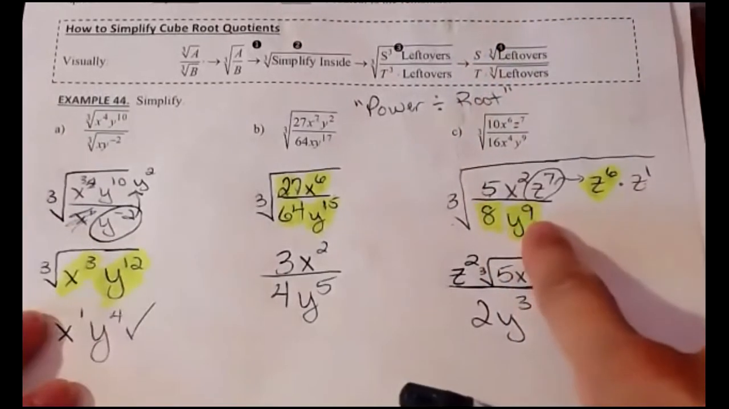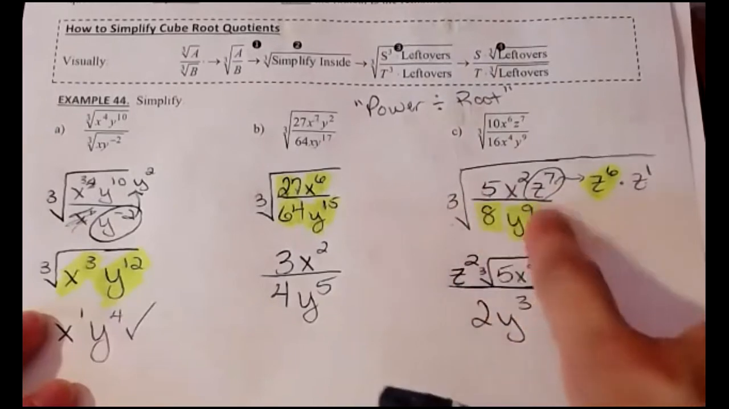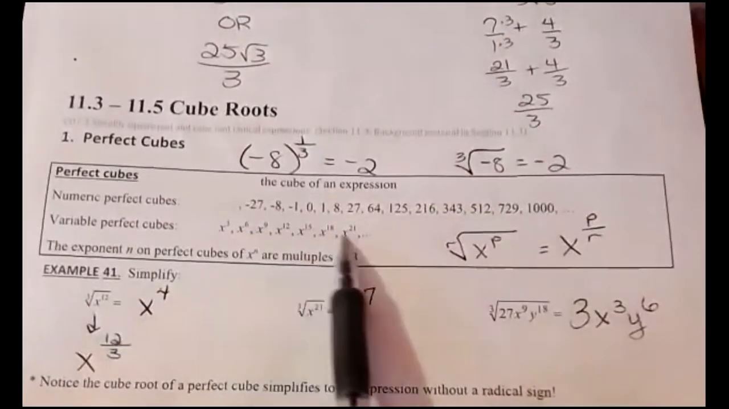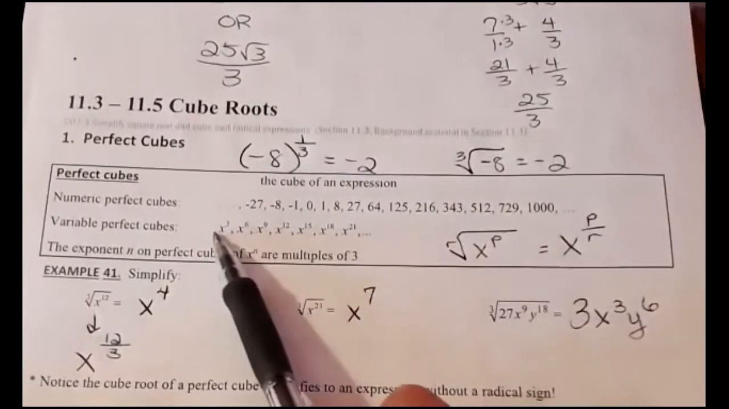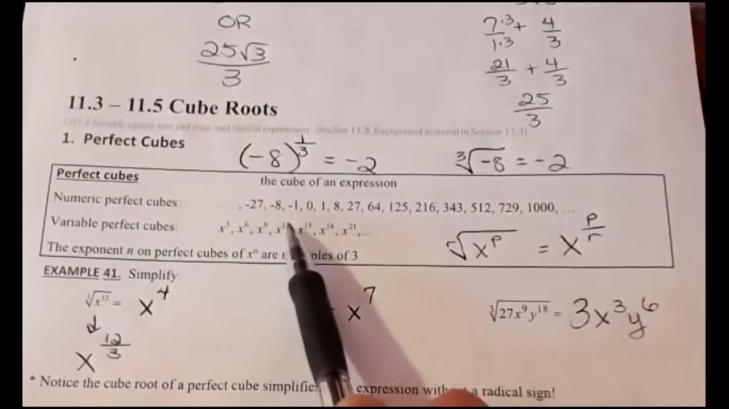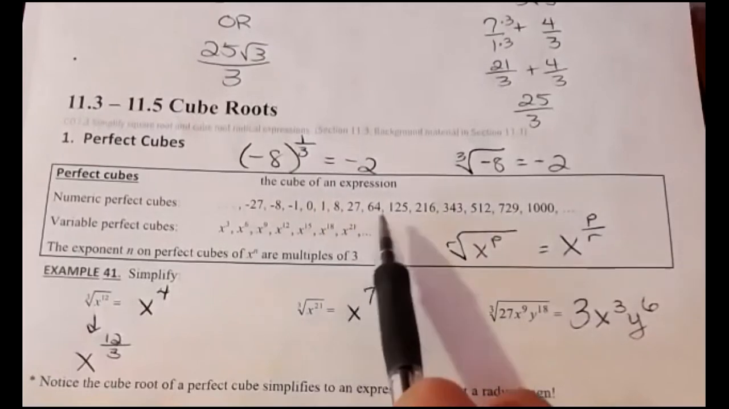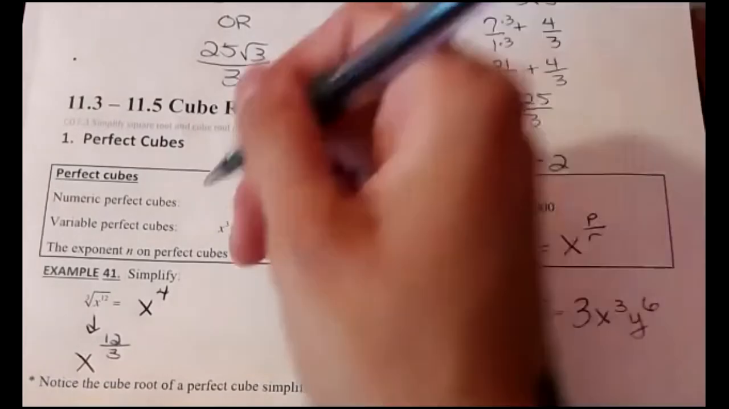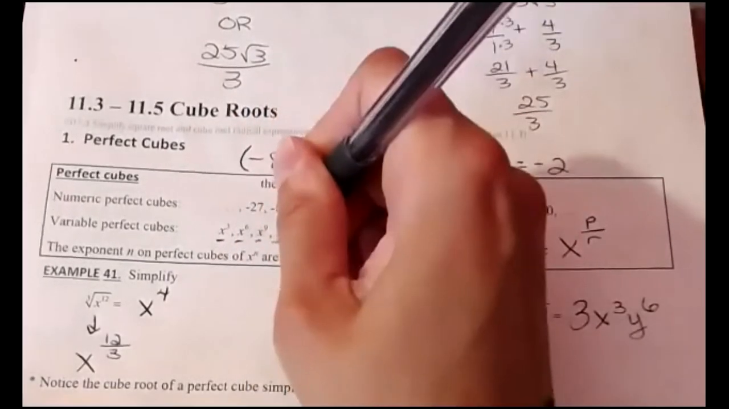Because you can look at this power of 9. Yeah, 9 is divisible by 3. You're golden. It's a perfect cube, but only because it's a power. And another way to look at this is consider your perfect cubes here: x to the 3rd, x to the 6th, x to the 9, 12, 15, 18, 21, 24, 27, 30, 33. All of those are perfect cubes because they have a variable base and we're referring to their power.